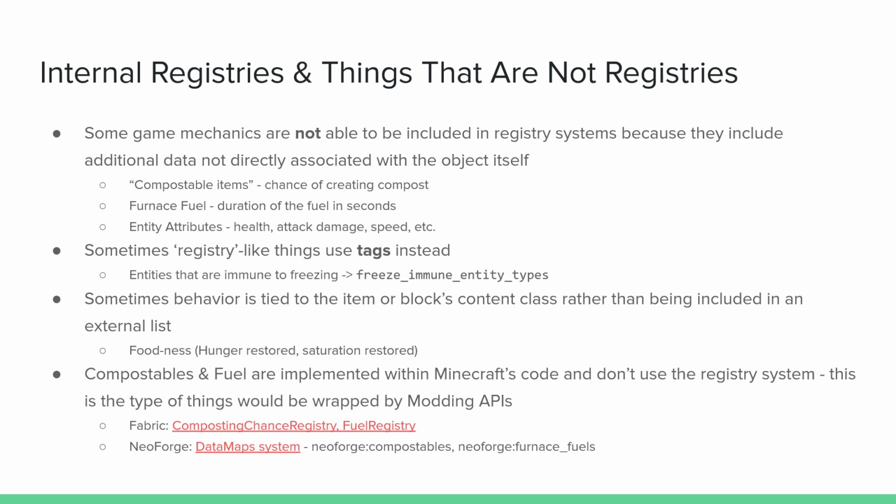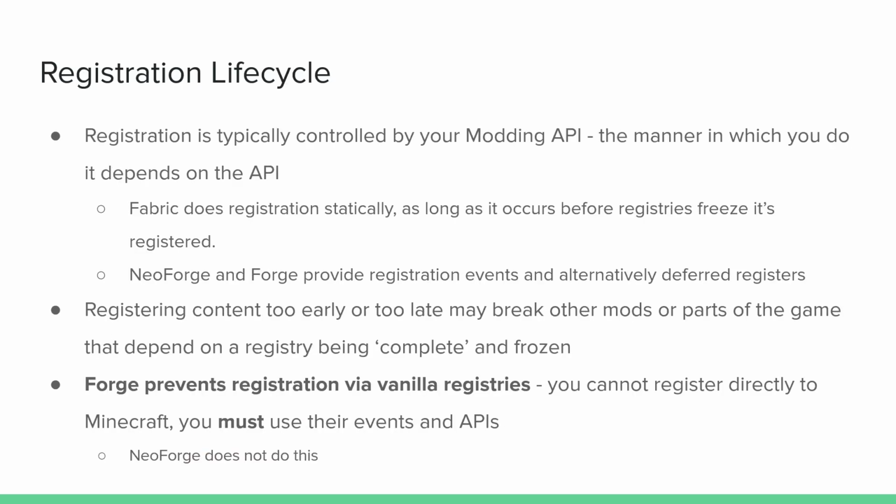I've included an example for Fabric and Forge. Those are links to their documentation on those. So, the registration lifecycle. Registration is usually controlled by the modding API. It tells you when to register things, and it gives you the APIs to register things.